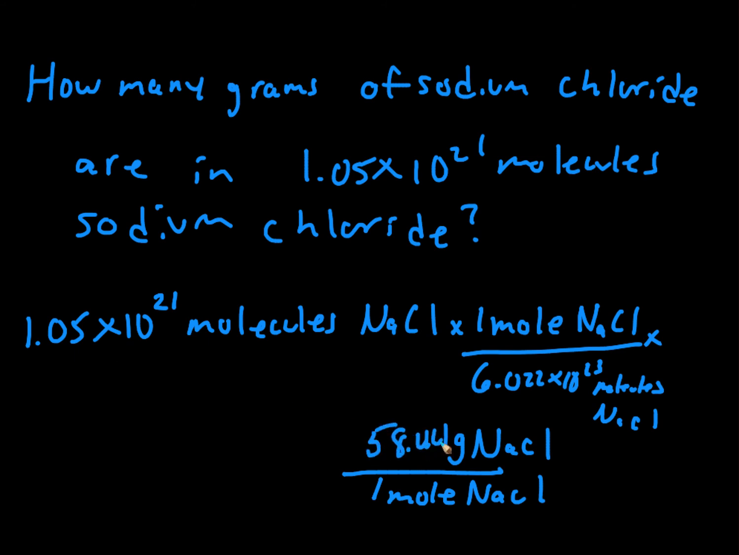So now I plug in our calculator. 1.05 times 10 to the 21st divided by 6.022 times 10 to the 23rd, times 58.44, and we get 0.10 grams of NaCl.